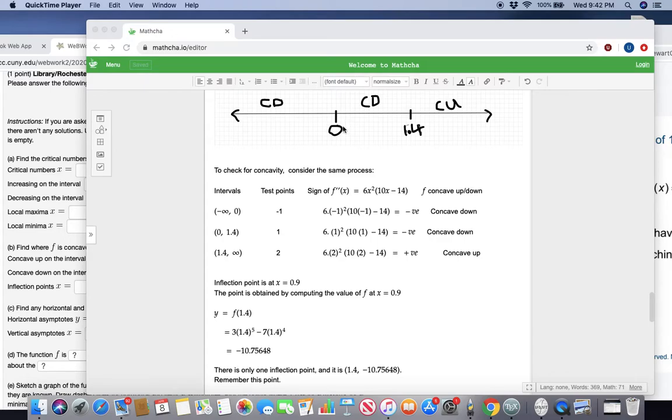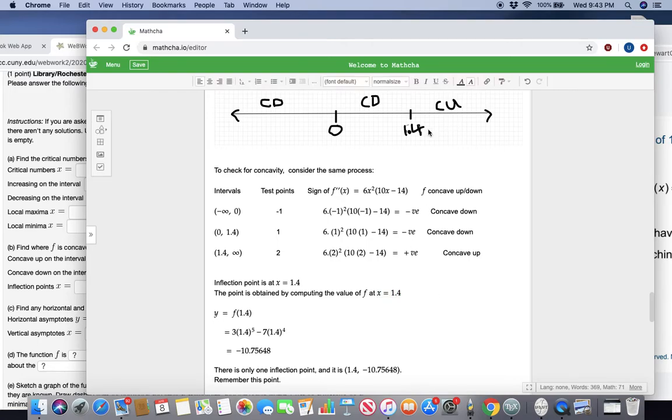So notice one thing, at 0, the concavity to the left is concave down, to the right is concave down. There is no change in concavity. Whereas at 1.4, to the left is concave down, to the right is concave up. So there is a change of concavity. So 1.4 gives me an inflection point. Whoops, why did I say 0.9? It should be 1.4. Okay, I get an inflection point.